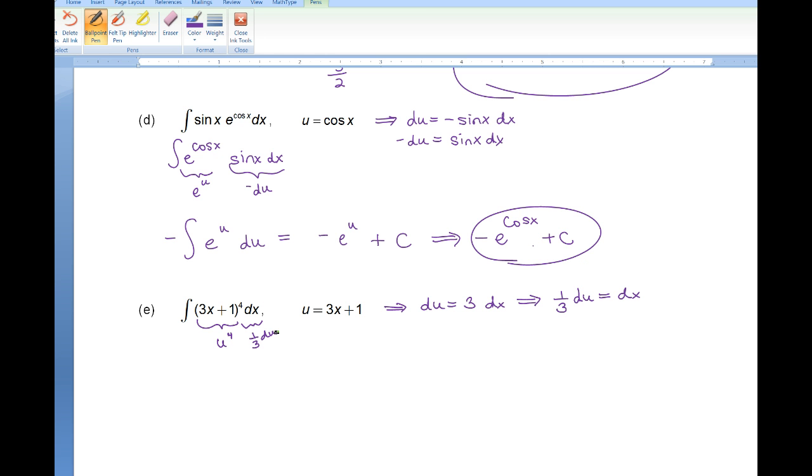But what are we going to do with a coefficient? Put it in front of the integral. It's just easier, then you don't have to deal with it. So what's our integral going to look like? 1/3 u to the 4th du. And then what happens with just u to the 4th? That becomes u to the? Good, u to the 5th over 5.